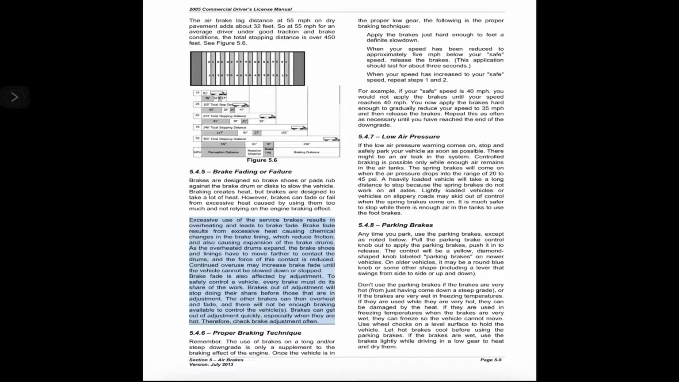Brake fade is also affected by adjustment. To safely control a vehicle, every brake must do its share of the work. Brakes out of adjustment will stop doing their share before those that are in adjustment. The other brakes can then overheat and fade, and there will not be enough braking available to control the vehicle. Brakes can get out of adjustment quickly, especially when they are hot. Therefore, check brake adjustment often.